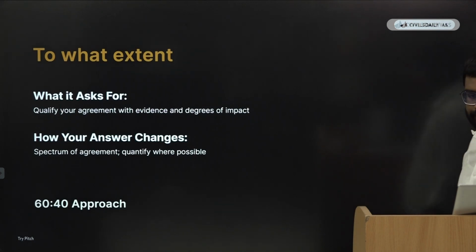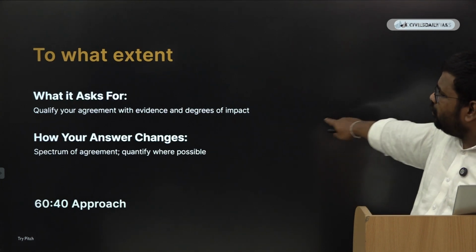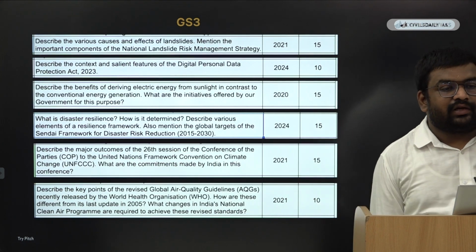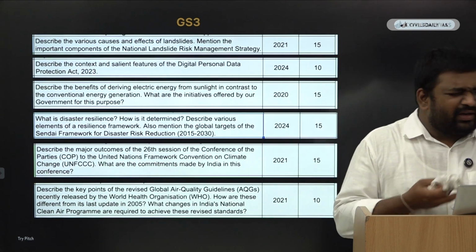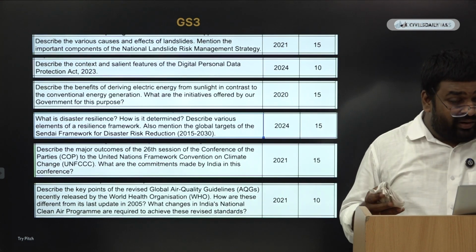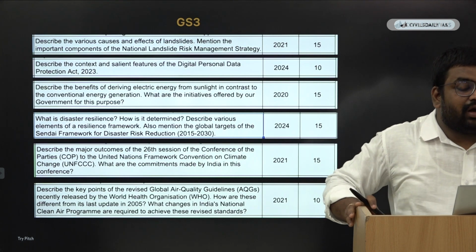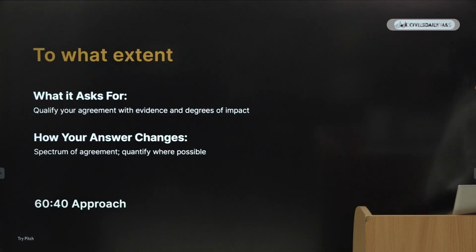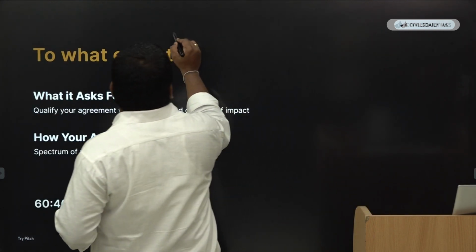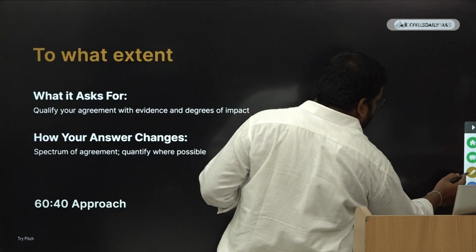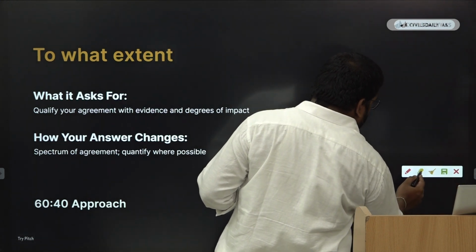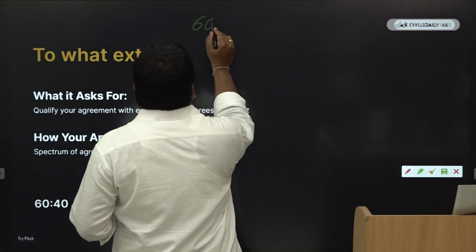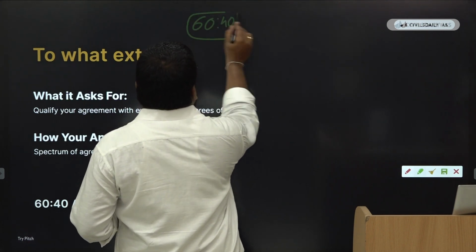Okay. Now this is the one set of the directive. Up till now we had the one set of the directive where we have used the 70-30 approach, or there is not much difference in terms of the meaning of the directive. Now this is the second set where we will be shifting to the 60-40.